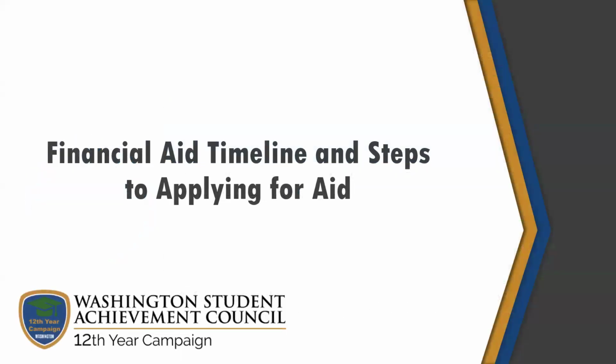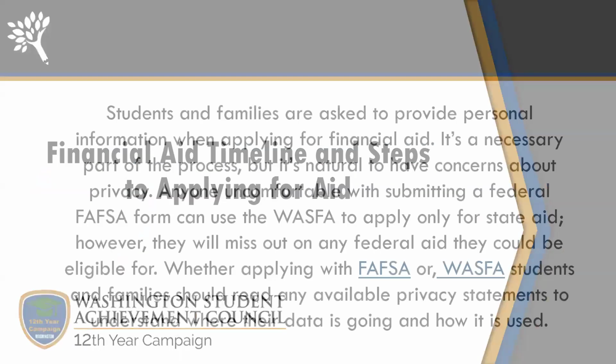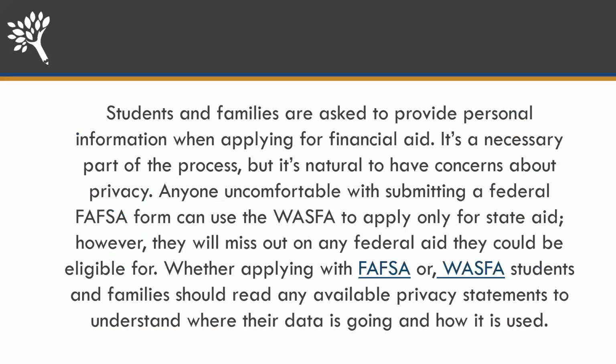Okay, now that we know about the types of aid and where it comes from, let's talk about a timeline and how students are able to access aid. Before we jump into that, we just want to remind students that in this process, financial aid applications are asking for really private data and some questions that can be really hard to answer. And it's natural to have concerns about privacy, especially when you are being asked those questions and filling out the application, or even when a student is asking their parents those questions.